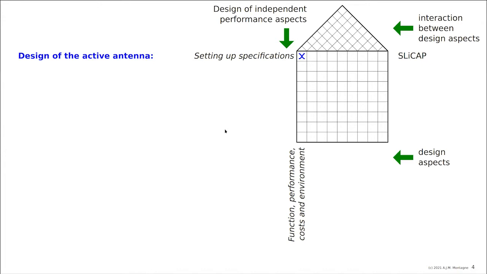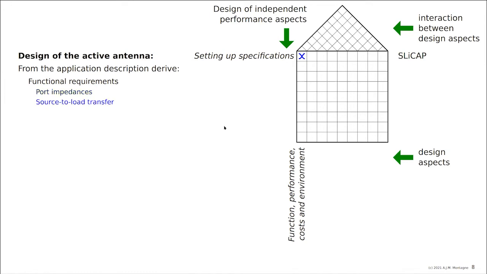So for the active antenna, that means we have the description, and what we need to know is the functional requirements to start with. So what functions are required? In this case, it was mainly the amplification function. And for the amplifier whose design we discussed here, we need to know port impedances and the source to load transfer. That is basically what we want to know. And all this will be described later with the transmission matrix parameters A, B, C, and D.